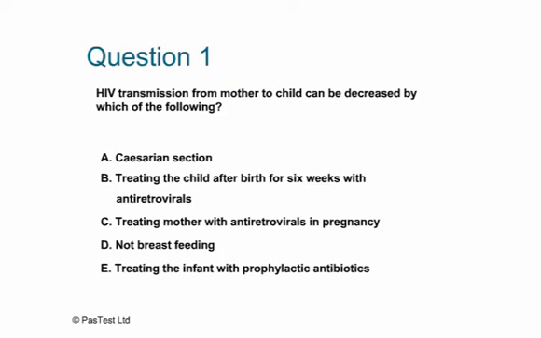So question 1. HIV transmission from mother to child can be decreased by which of the following? A, caesarean section. B, treating the child after birth for 6 weeks with antiretrovirals. C, treating the mother with antiretrovirals in pregnancy. D, not breastfeeding. E, treating the infant with prophylactic antibiotics. What do you think? Right, the answers are, they're all true except for the last one.